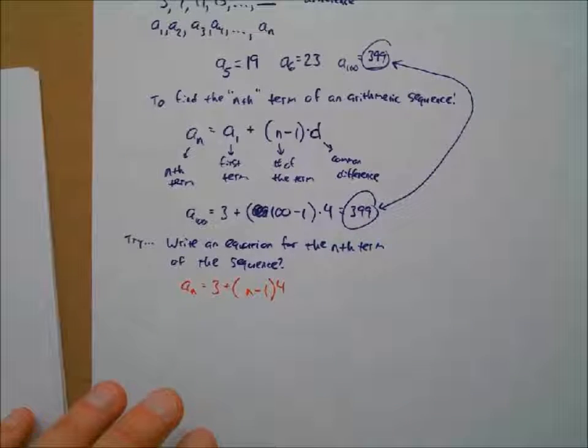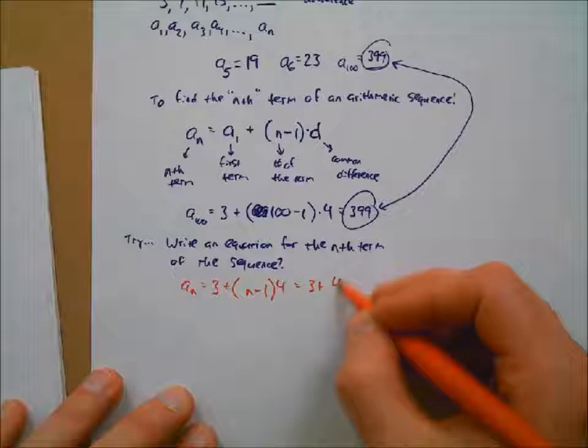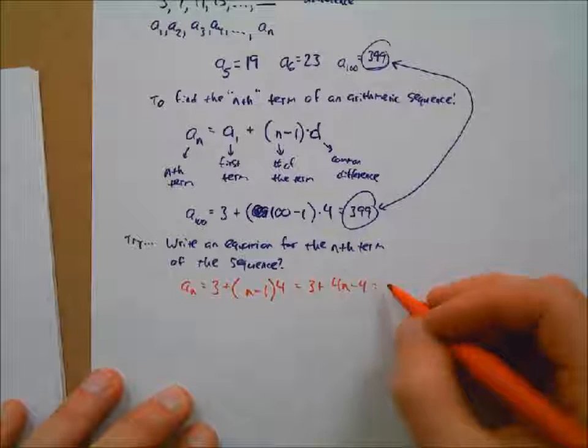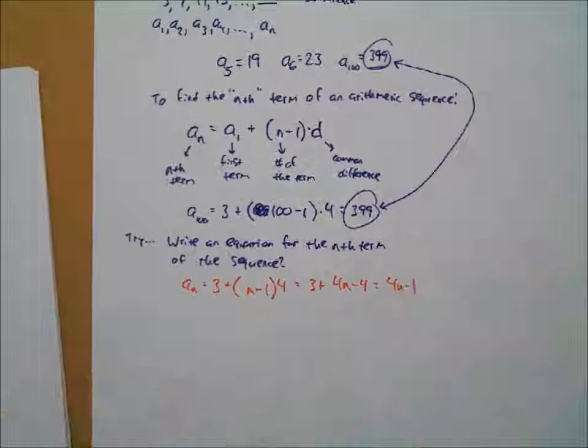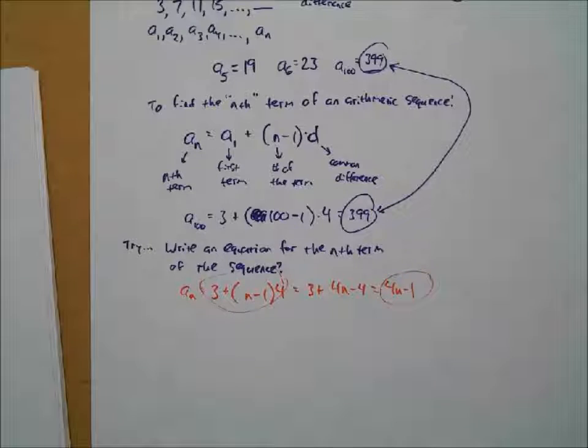So you could leave it like that if you wanted to and say there's a formula for the nth term. We could simplify it, though, and say, okay, well, it's really 3, distribute the 4, plus 4n minus 4. And so you could also say then 4n minus 1 if you wanted to there. Okay, so this is fine, but this is simplified, of course. Okay, both will give you those formulas.